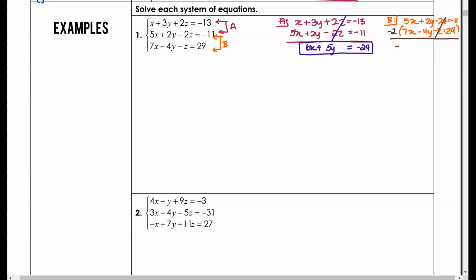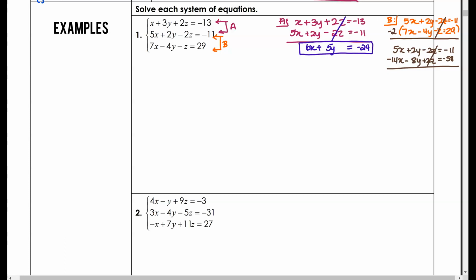So I'm going to have 5x plus 2y minus 2z equals negative 11, and then that bottom one is going to become negative 14x. Negative 2 times negative 4, that gives me a negative 8y. Negative 2 times that gives me a positive 2z. And then negative 2 times 29, that's going to give me a negative 58. All right, so now we can see that these two cancel out and those are gone. So let's take a look at our new equation.